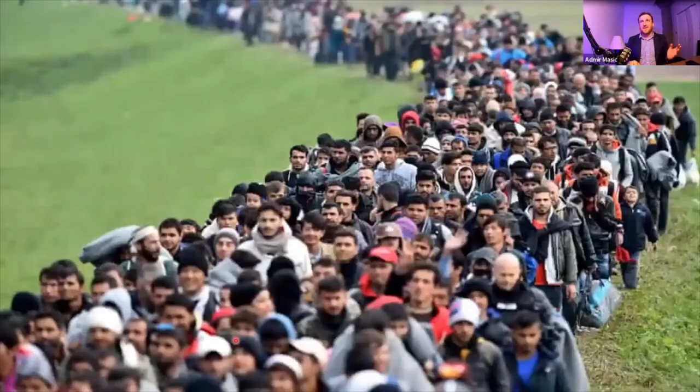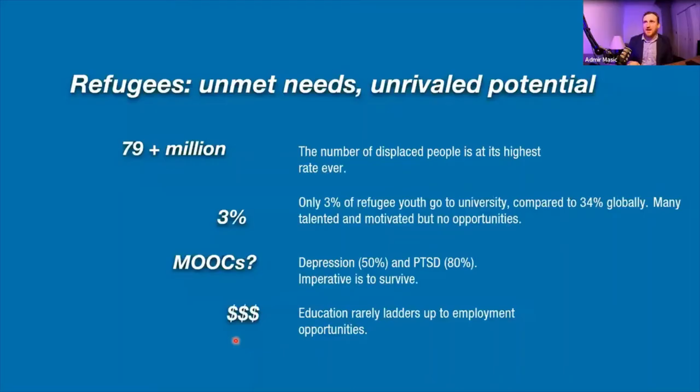But when I moved to MIT, I also saw these pictures here. It was 2015, when the Syrian refugee crisis was really rocking the world. And now, if we look at the current situation with refugees, there are more than 79 million refugees and forcibly displaced people around the world. So it's a big country of refugees out there stranded somewhere. And only 3% of refugees go to university, which is very little compared to 34% globally. And of course, there are many talented refugees, and unfortunately they have little opportunity to express that talent.